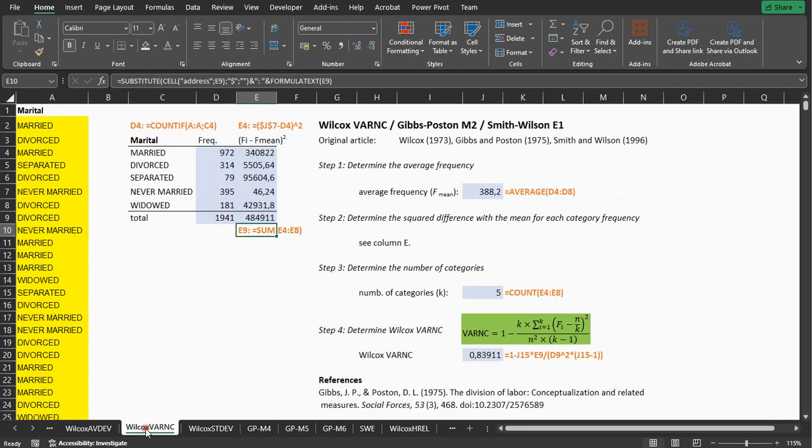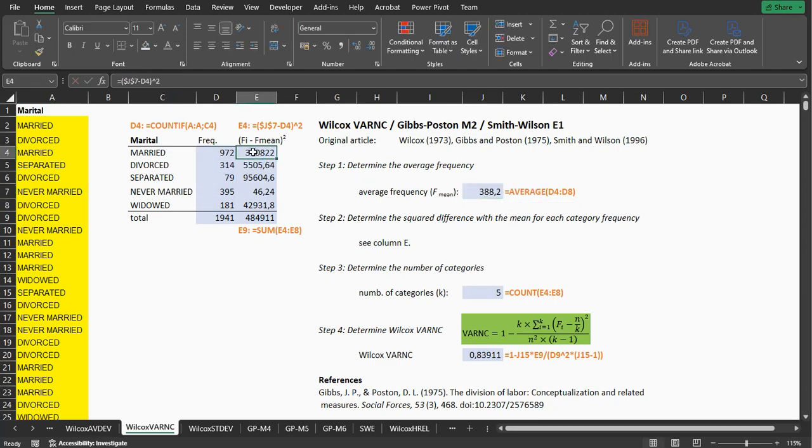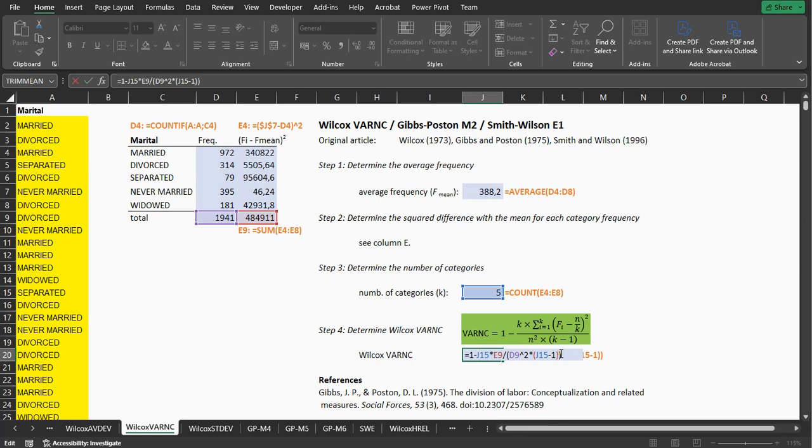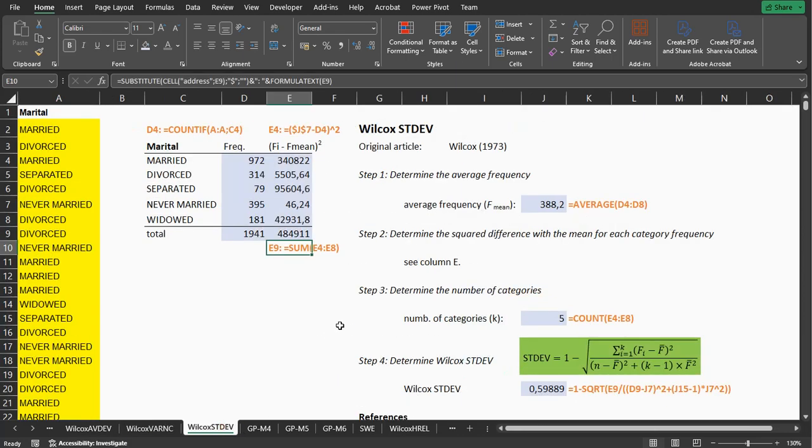Then we get to the VARNC, which is also known as Gibbs-Poston M2 or the Smith-Wilson E1. We again start with calculating the average, but now we subtract this average from each and square the result. So rather than taking the absolute values, we sum all of this again, and then very similar to the previous one, but now there are some squares in there, and you get your Wilcox and VARNC. That's like the variance for quantitative measures.